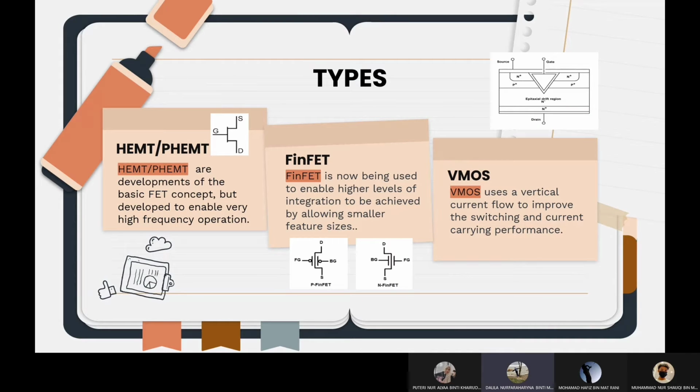The next type is HEMT or PHEMT. HEMT is the high electron mobility transistor, and pseudomorphic high electron mobility transistors are developments of the basic FET concept, but developed to enable very high frequency operation. Although expensive, they enable very high frequencies and a high level of performance to be achieved.